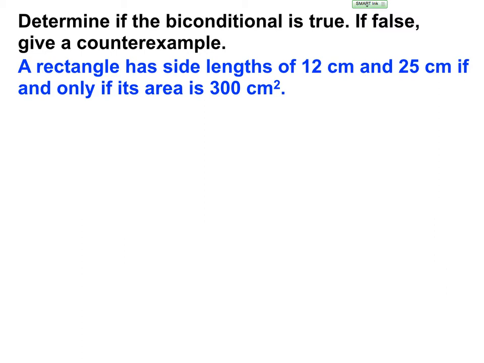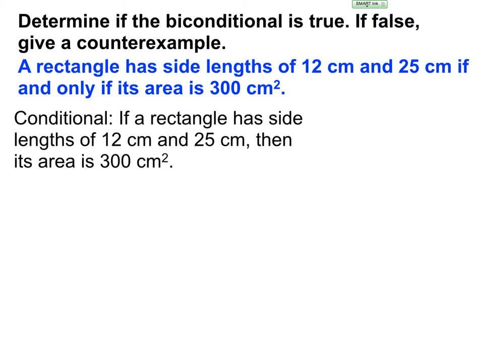Conditional. Gracie: If a rectangle has side lengths of 12 centimeters and 25 centimeters, then its area is 300 centimeters squared. She gave me the conditional. Was that true or false, class?